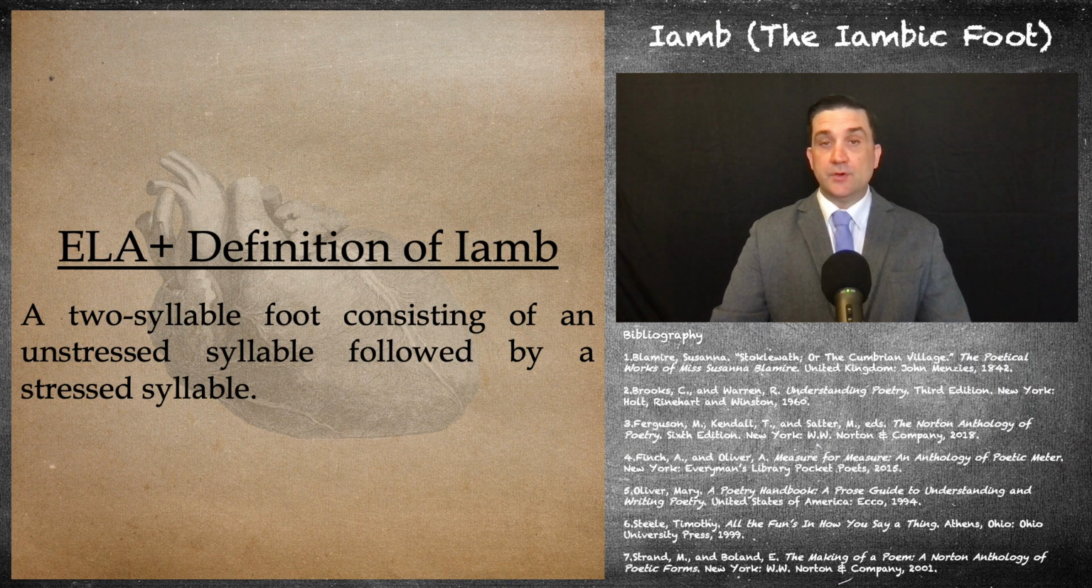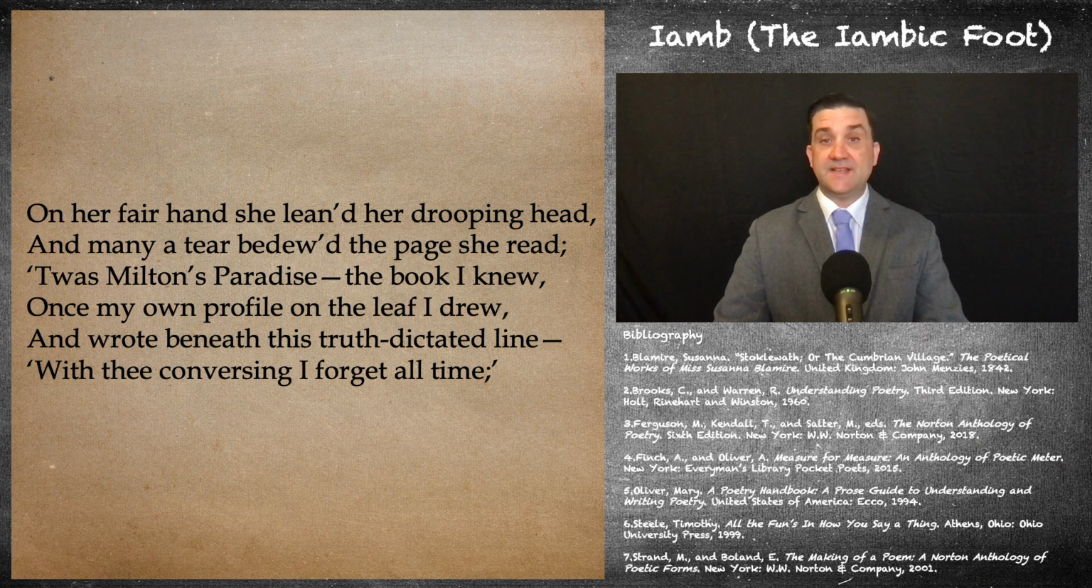ELA Plus would therefore define an iamb as a two-syllable foot consisting of one unstressed syllable followed by a stressed syllable. So with this definition in mind, that an iamb is a two-syllable foot consisting of one unstressed syllable followed by a stressed syllable, let's take a look at some iambic poetry so we can get a visual representation of what we're talking about. What you now see over in the box is a selection from a poem by the 18th century English poet Susanna Blamire called Stoklewath or the Cumbrian Village.